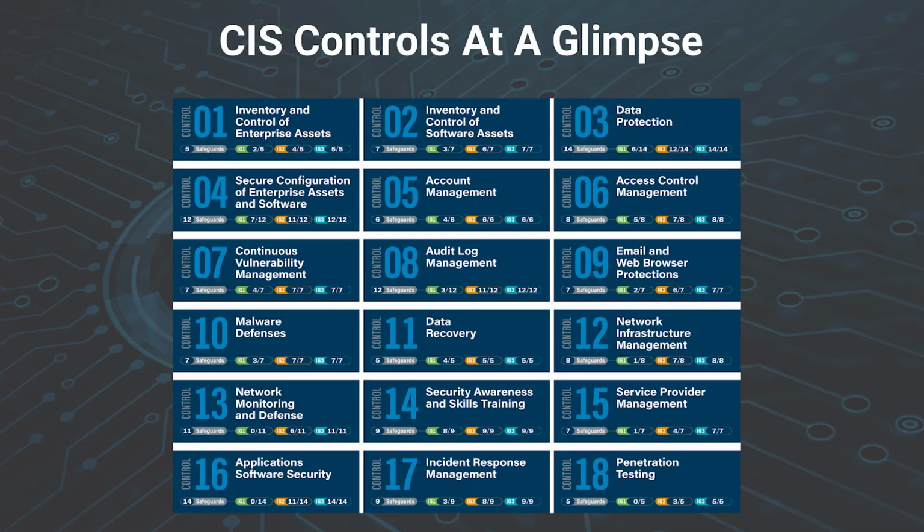CIS controls at a glimpse. In this chart, you can see all the 18 CIS controls and some interesting points to mention. You can see that two categories are dedicated to inventory, which highlights the importance of having an accurate inventory of both assets and software. There is data protection. Data is everything. That's the real value of any computer or any information system. So data protection is a must.